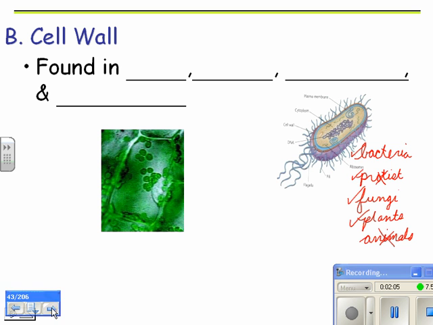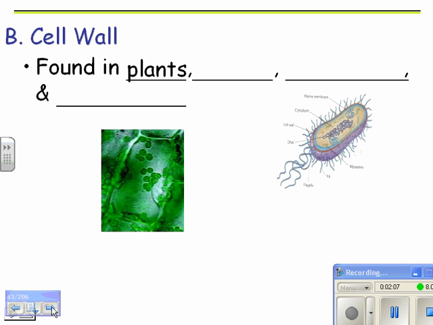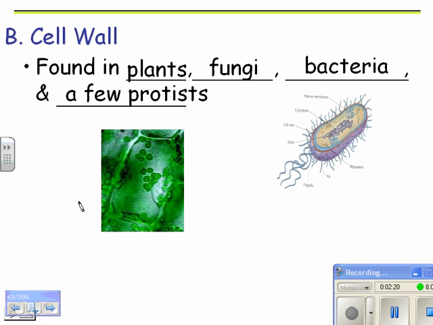So cell walls are found in plants. Every plant cell has a cell wall. Same with fungi and same with bacteria. The cell walls in plants are different than the ones in fungi, which are different from the ones in bacteria, but they all do have a cell wall. And then this, whoops, it should probably say some protists. There are many protists that have cell walls. So you can write in some protists.